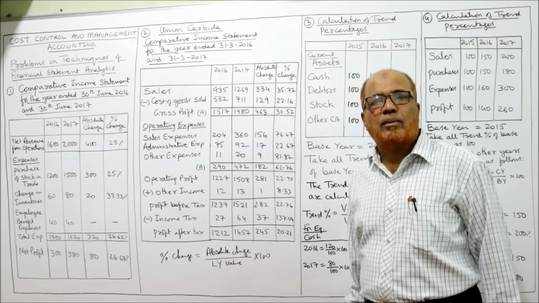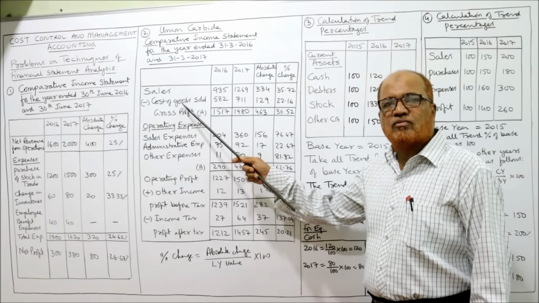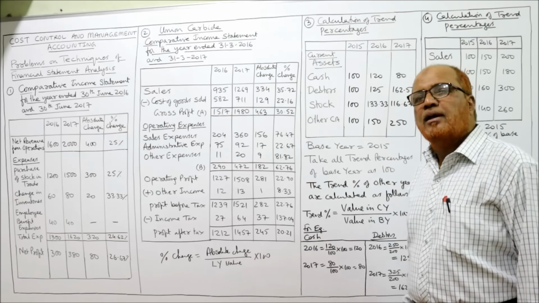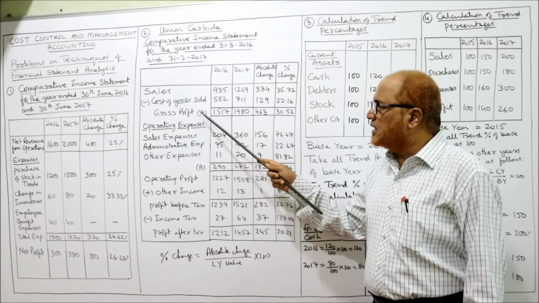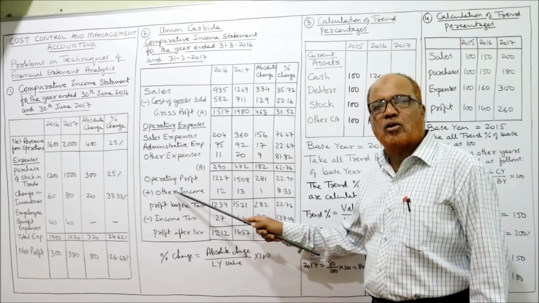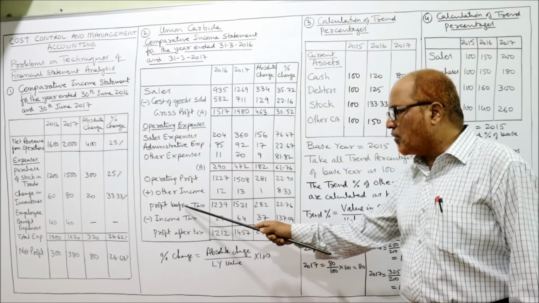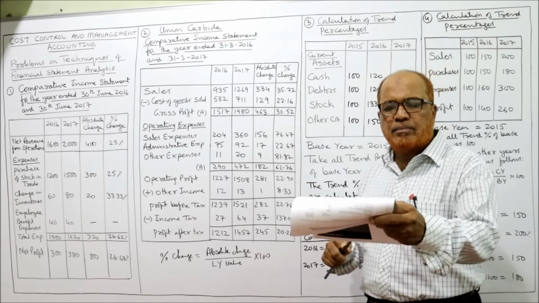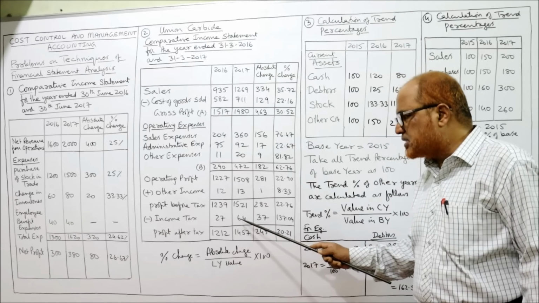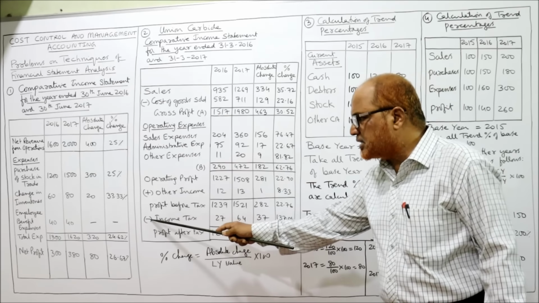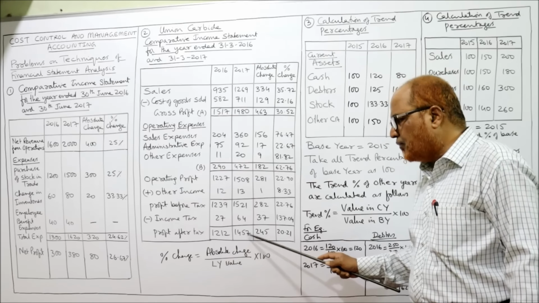It is not given in the problem. You must remember the steps that I am following. That is sales minus cost of goods sold, you will get the gross profit. Then operating expenses, we will take all expenses. Then gross profit minus operating expense will get the operating profit. To operating profit we add other income. We get profit before tax. Now income tax is given 2764. It is given in the problem. Deduct income tax. You will get profit after tax 1212 and 1457.